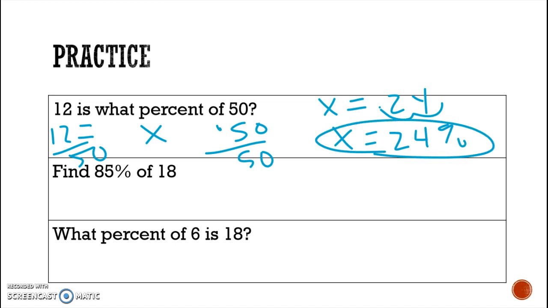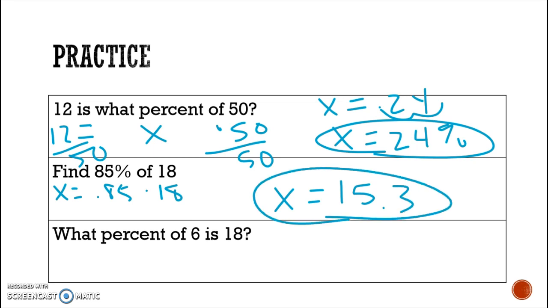Alright, so next one, this is a find, so that's like x equals 0.85 of 18. So 0.85 of 18 equals 15.3.